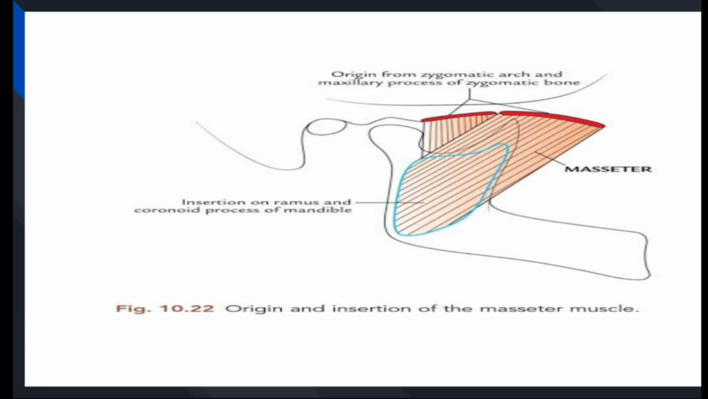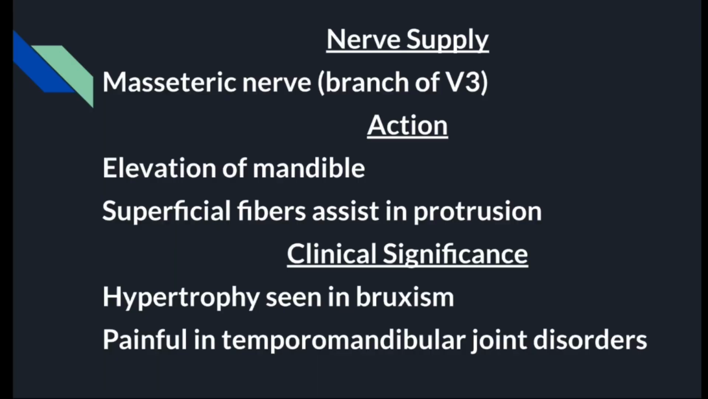Insertion is into the ramus and coronoid process of the mandible. This diagram you have to know. What is the nerve supply? As I told, the masseteric nerve. The action: the main action is elevation of the mandible. Clinically, what is significant? Hypertrophy is seen in bruxism, and it is painful in TMJ disorders. It is most painful in TMJ disorders.